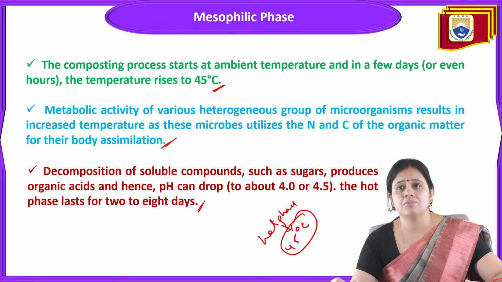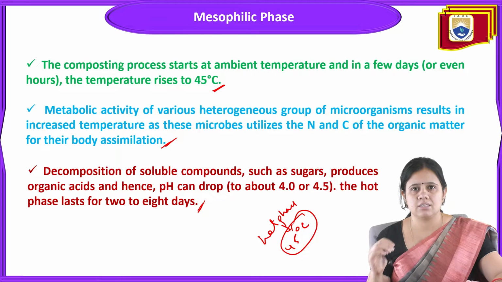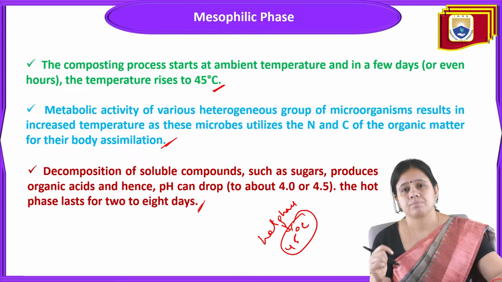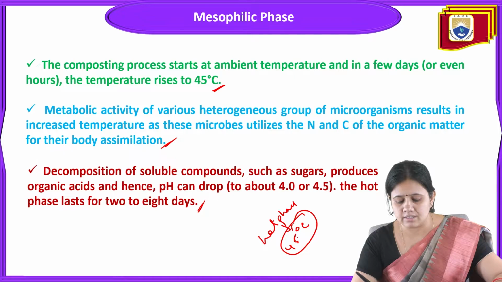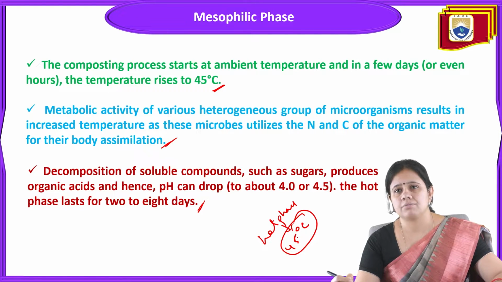So decomposition of soluble compounds like sugar produces organic acids, and hence pH can drop to 4 to 4.5, and the hot phase lasts for 2 to 8 days. So for 2 to 8 days this mesophilic phase is there. This phase is also called the hot phase because the temperature rises up to 45 degrees Celsius. That's why this is called the hot phase.